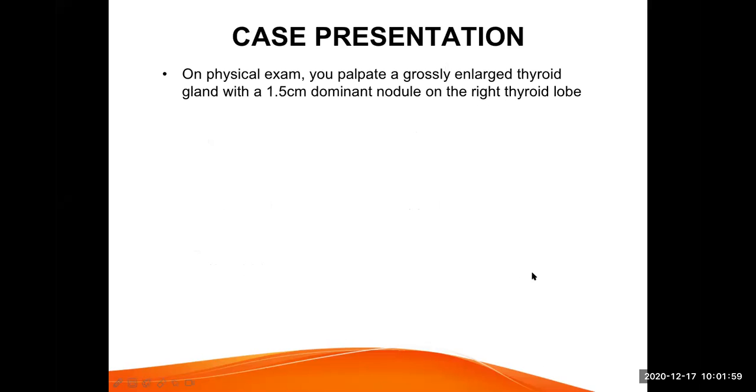Now, on physical exam, what is there in this patient? Those are the things we have to do in all patients, but what finding is this patient having? On physical exam, you palpate a grossly enlarged thyroid gland with a 1.5 centimeter dominant nodule on the right thyroid lobe. So this is the finding in her. There is definitely a nodule and the thyroid gland is grossly enlarged.